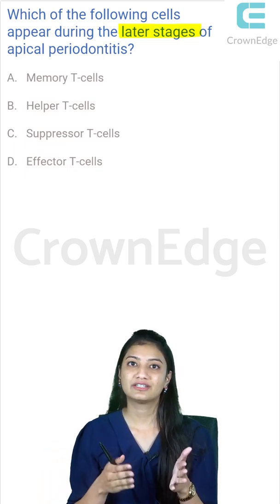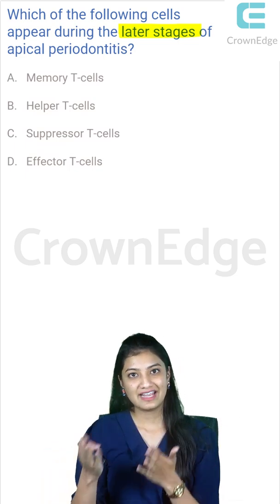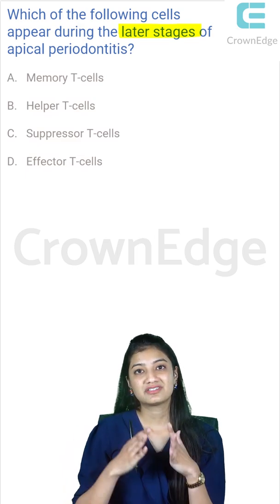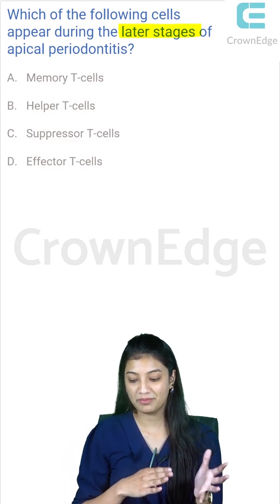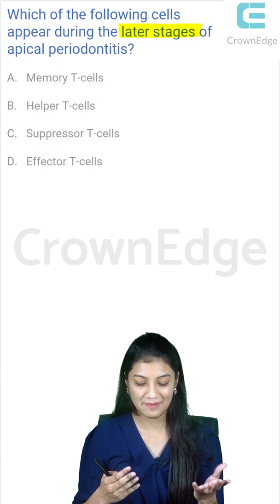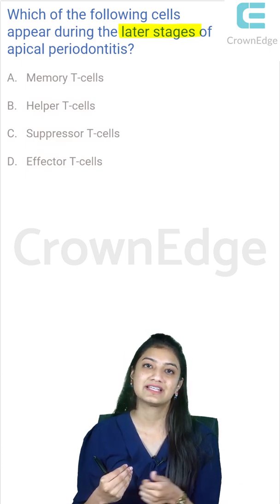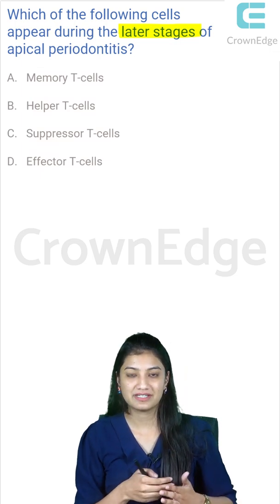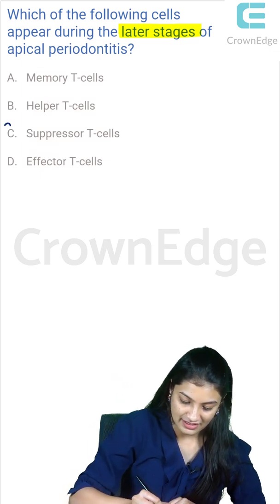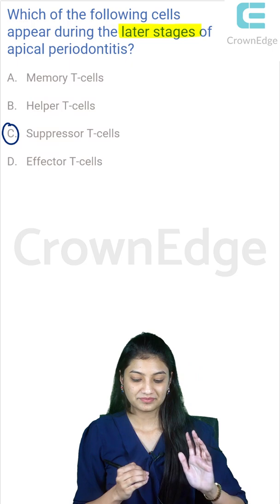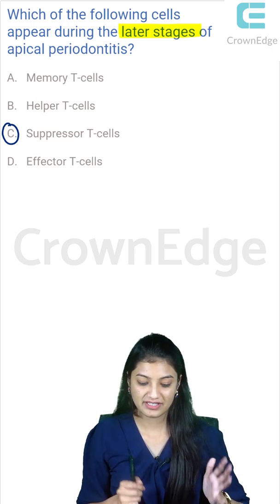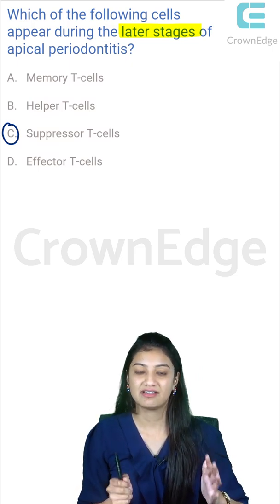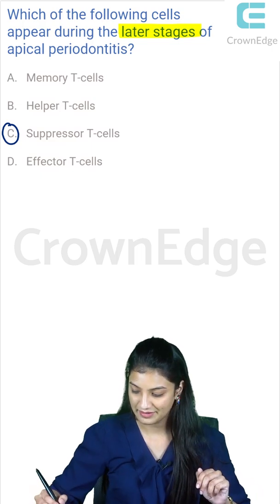Suppressor T cells are the ones which come during the later phases. They are mainly to suppress the expansion or prevent rapid expansion of the lesion. And fourth is the effector T cells. In the previous question we learned that they are responsible for cell-mediated immunity. So the answer is suppressor T cells. Cells which are seen during the later stages are suppressor T cells. Early stages are helper T cells.